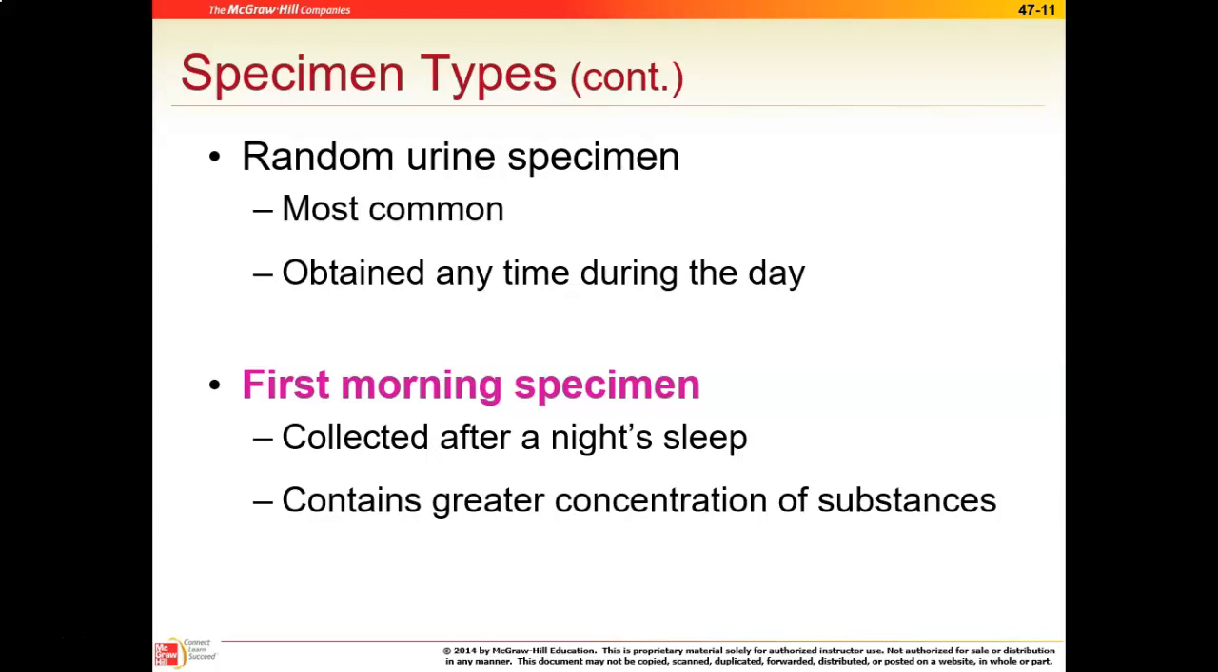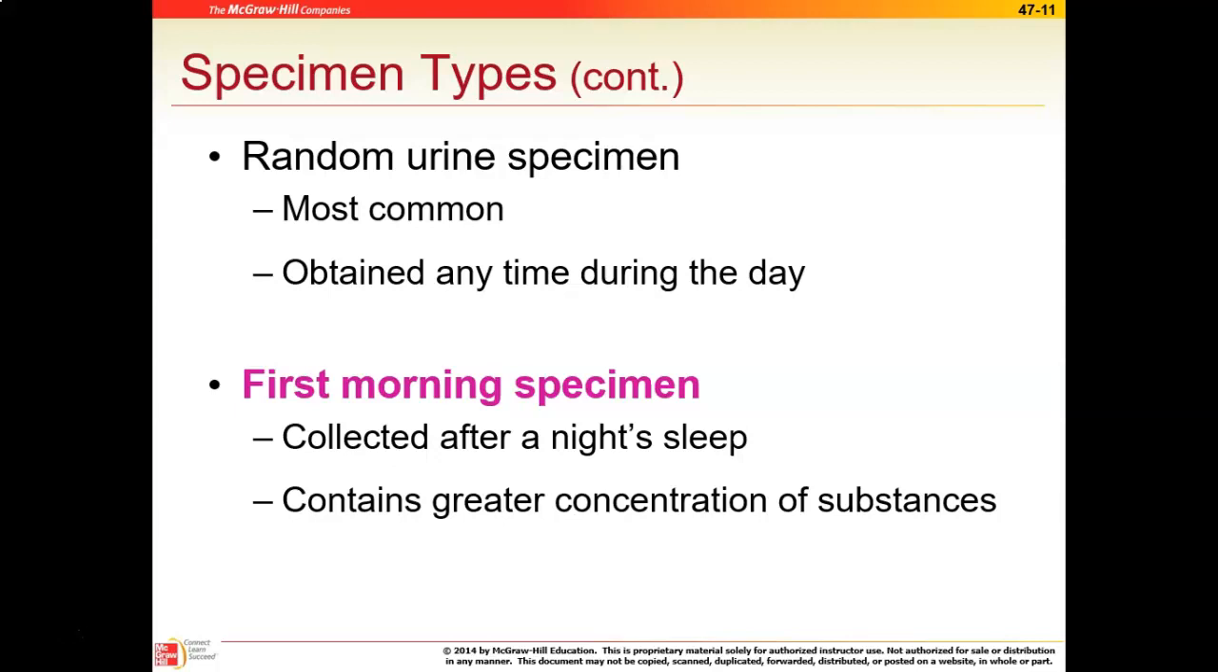Then we have something called a first morning specimen. So this is a specimen that's generally collected after waking up in the morning. The reason why we might do that is because certain substrates and certain substances are at greater concentration in the morning. So this isn't done all the time, but there may be certain things, certain electrolytes or certain things that a doctor's looking for that might give more diagnostic information if it's collected first thing in the morning. So these aren't ordered all the time, but it's important.